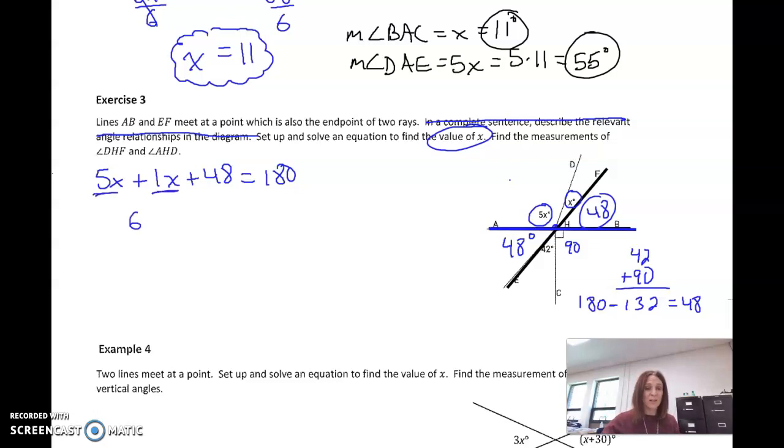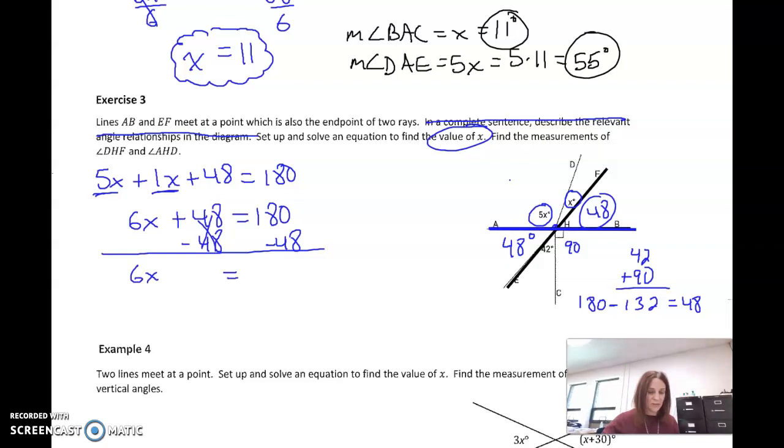If I have 5 x's and 1 x, that's 6 x's, plus 48 equals 180. Solving for x, I'm going to get rid of what's being added on first, so I'm going to subtract 48 from each side. I have 6x, that adds to 0, equals, I'm sorry, this is 132. My bad, that's what happens when we rush, right? 180 minus 48 is 132. This is 6 times x, so I undo that by dividing. When you divide that, you get x equals 22.